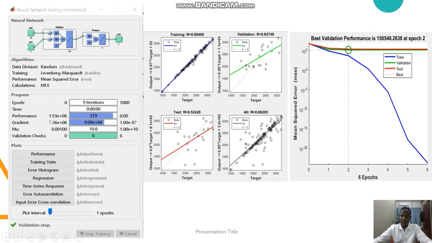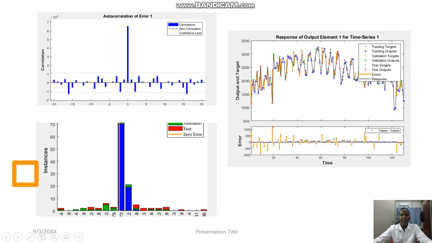This is our performance. We got 2.2638 at epoch 2. So we have here 3 lines: the first line, the blue line, is the train, then the validation, which is the green line, and then the test. Here is our target. The autocorrelation of errors, the highest reach is 7, and here we reach the maximum and the minimum. And these are the instances.